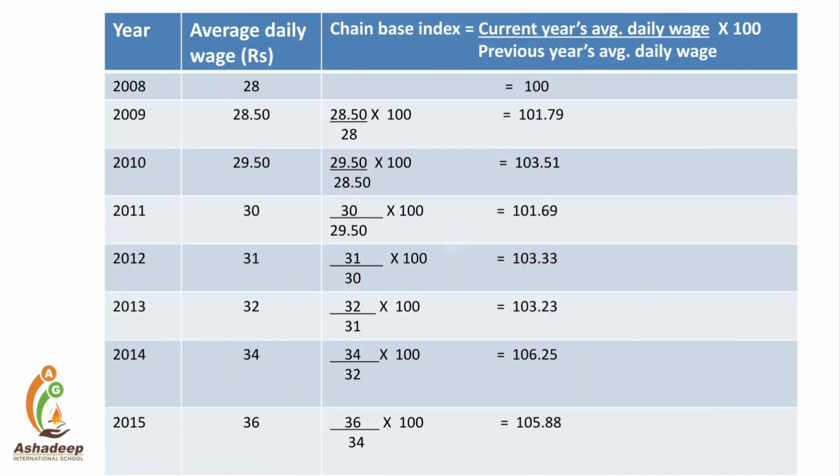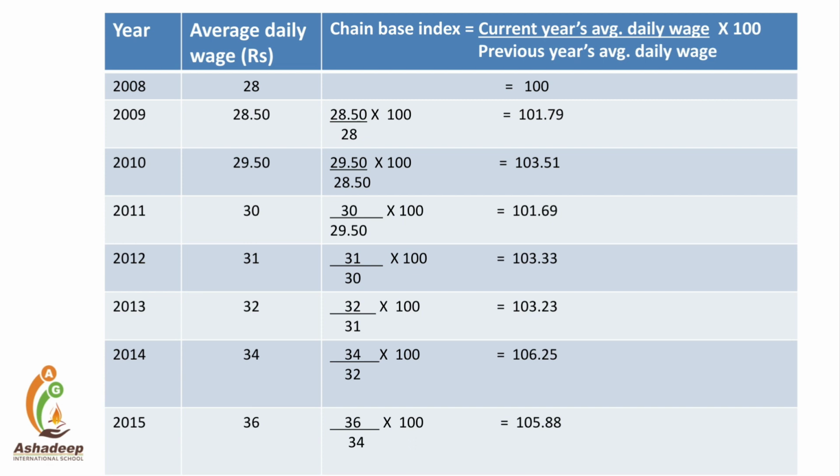You will find that there are no changes in the format, or we can say table. The first column is for year, the second is for, here the information is given about average daily wage, and the third is for the chain based index. Formula is not going to change, formula will be as it is, that on the numerator part you have to write the value of current year, and in the base part you have to write the value of preceding year. As I mentioned, your first year means your 2008.